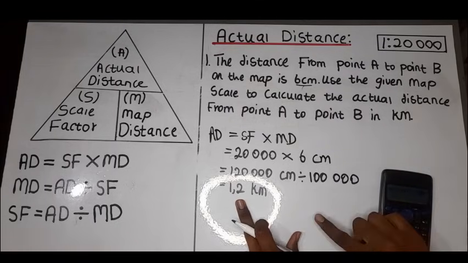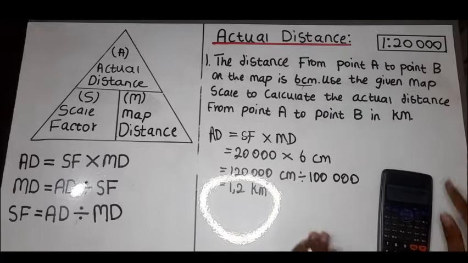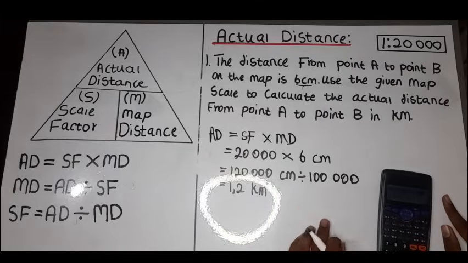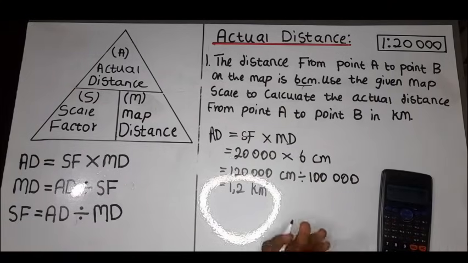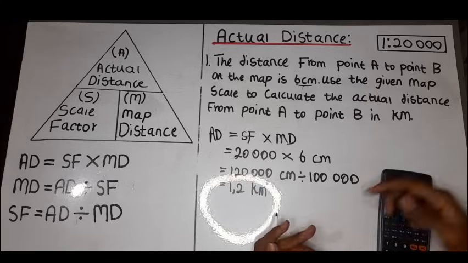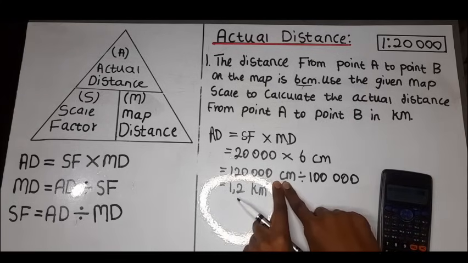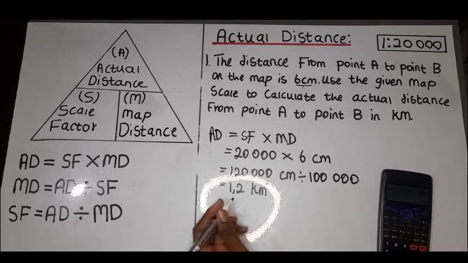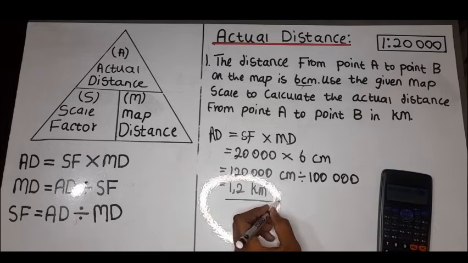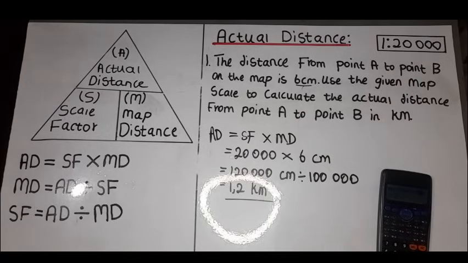So this is how we deal with actual distance. You take the scale factor and multiply it by the map distance, and then if you were told to write your answer in kilometers, you have to take that answer, because here it is in centimeters, and convert it to kilometers, and this is our final answer. 6 centimeters on the map is equal to 1.2 kilometers in real life. This is the actual distance, so this is the final answer.